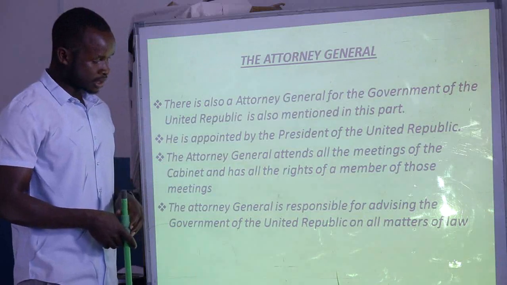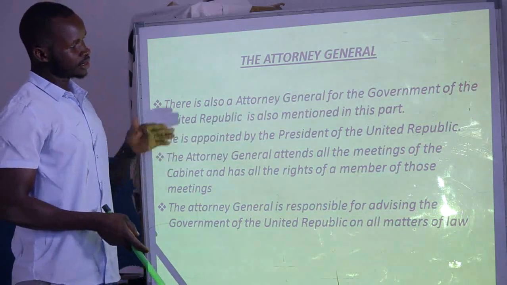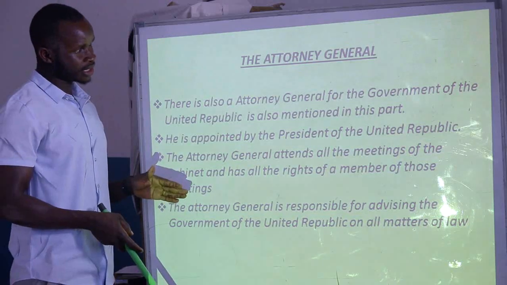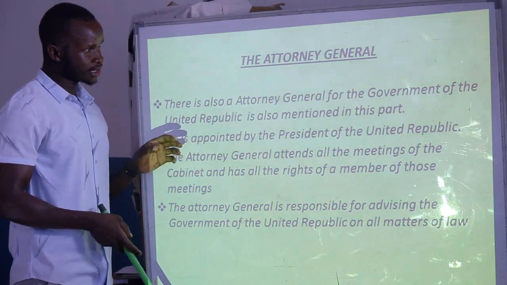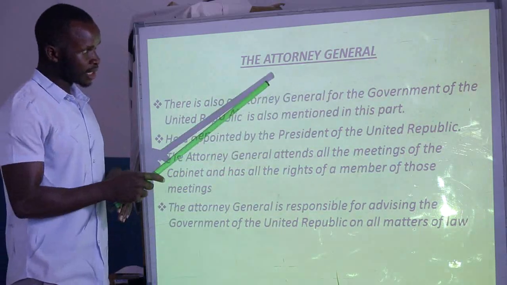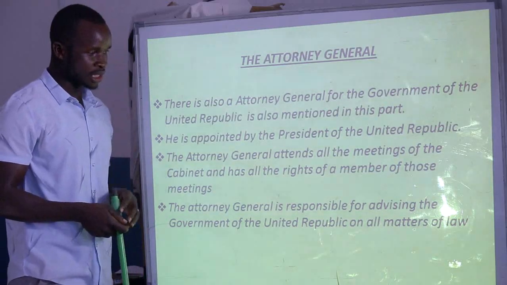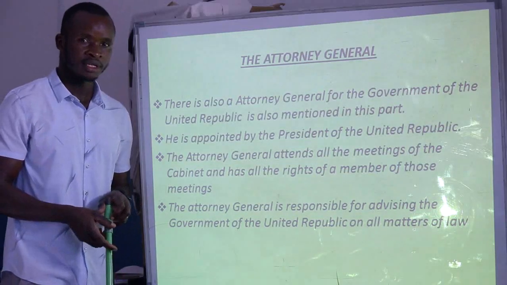Therefore, that makes the end of our lesson for today. But remember, the structure of the government of Tanzania has the executive, and all we have discussed today is about the executive. We have added the Attorney General because he also plays a very big role in ensuring that executive functions are performed well.